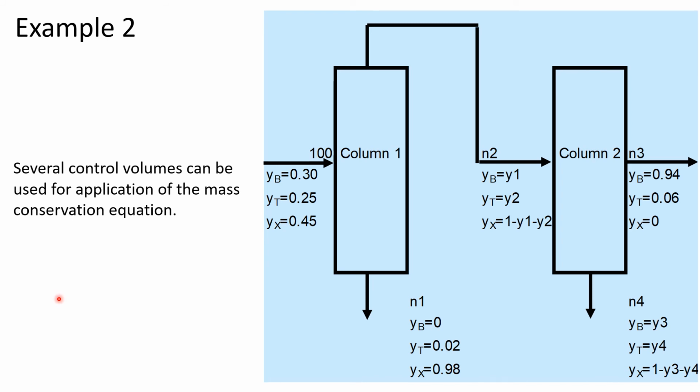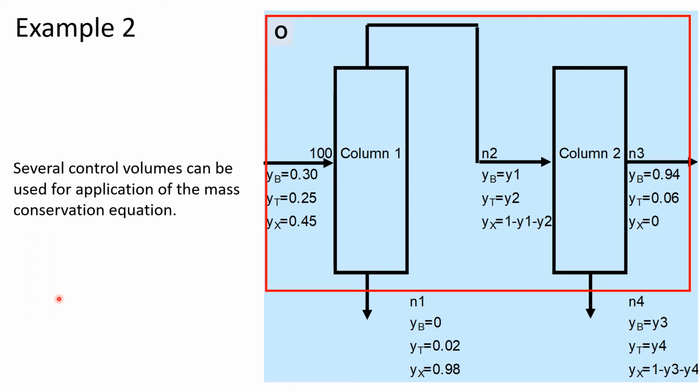To solve for the unknown flows and compositions in this process flow diagram, there are several choices for a control volume that we can use for application of our conservation of mass equation. The first choice shown here is what's called an overall control volume. It contains all the unit operations in this process.